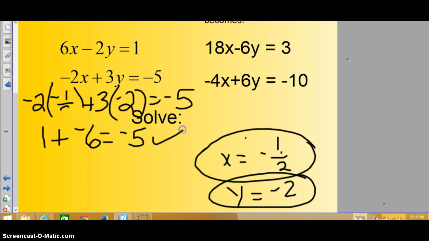Is that a true statement? Yes, it is. So your solution is x is equal to negative 1/2 and y is equal to negative 2. So you have your solution.